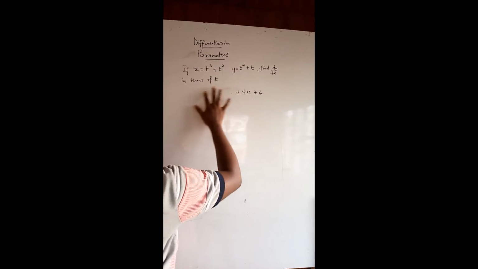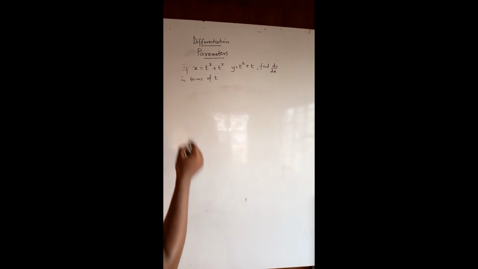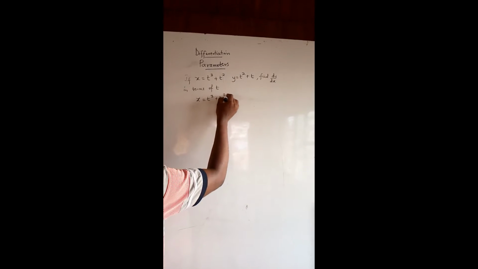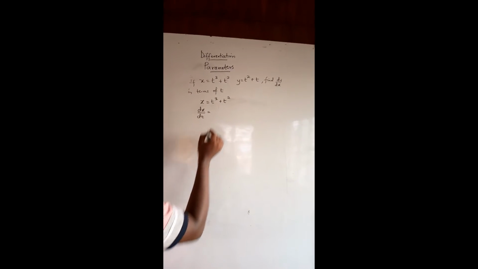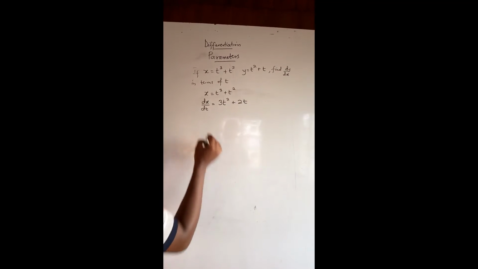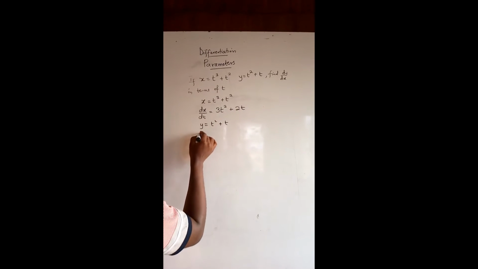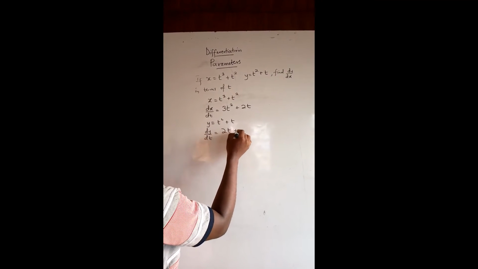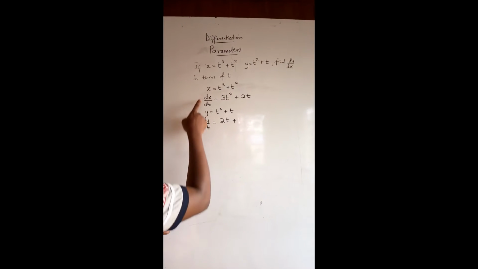So with this, we have to use this method. We will use the chain rule, but it will be a modified version of it. For the first step, we find our dx dt, and dx dt will give us 3t squared plus 2t. Then we said y equals t squared plus t, so we find dy dt. Dy dt will be equal to 2t plus 1. So we have dy dt, and we also have dx dt.